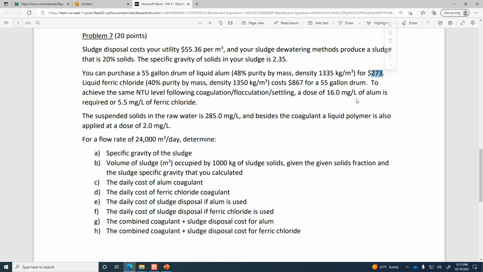So steps A through H just kind of step you through the thought and analysis process that has to do with determining the cost of treatment for these two different coagulants. All right, so that assignment you've got until Wednesday next week.